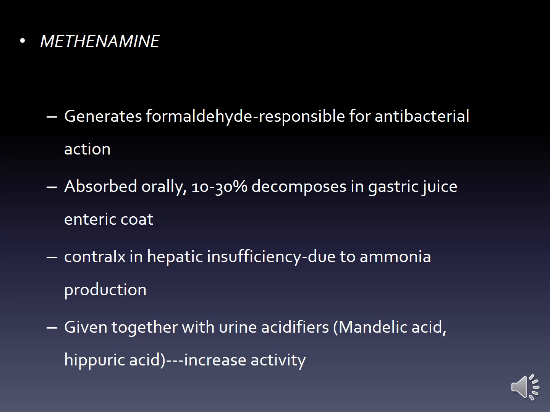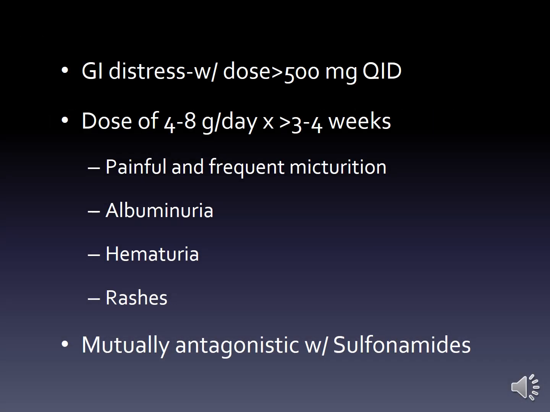It's absorbed orally, however, it's contraindicated in hepatic insufficiency because of the production of ammonia. And if you give it together with urine acidifiers, like mandelic acid and hippuric acid, it can increase activity. It can also produce GI distress at very high doses. The dosage is usually 4 to 8 grams per day, and you give it for more than 3 to 4 weeks. However, it can also cause painful and frequent micturition, albuminuria, hematuria, and rashes. You don't give it together with sulfonamides because it's mutually antagonistic.